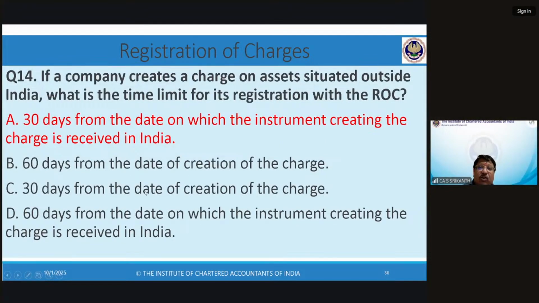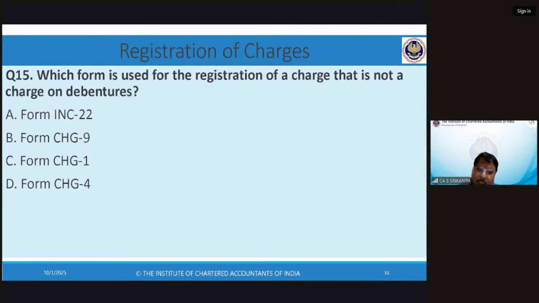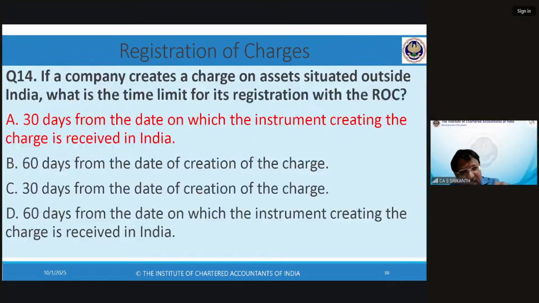If you've given C also, please remember that is for creation of a normal charge on a property in India. C is correct there. But if it's outside India, then A. This was taught, but maybe I didn't stress it.